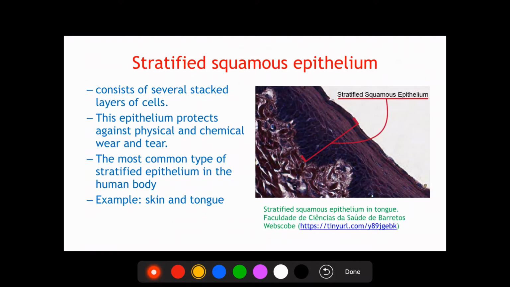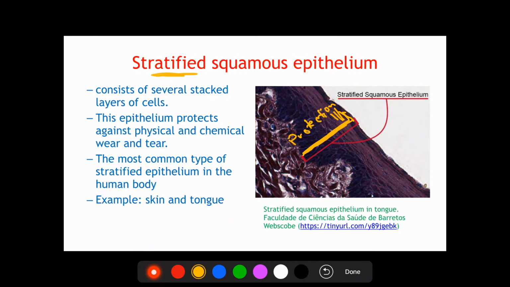Now, the fourth example is the stratified squamous epithelium. With the stratified squamous epithelium, as the name suggests, stratified, so we have multiple layers, okay, of flat cells. Flat cells can be seen here toward the top. Where do we find this? Since there are multiple layers of cells, this can provide greater protection.